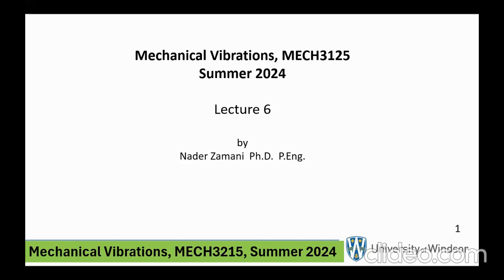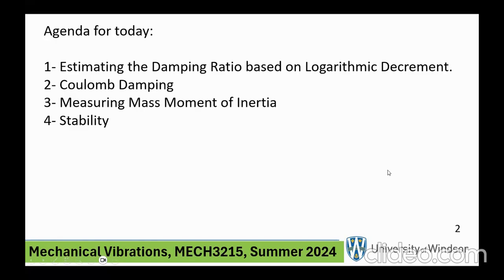This is lecture 6 in the mechanical vibrations course, and these are the items that we would like to discuss today. First of all, I'm going to talk about something called logarithmic decrement, which is extremely useful when it comes to estimating the damping ratio of a single degree of freedom system. And then once we go through that, we'll talk about an alternative way the damping occurs, as opposed to viscous damping, which is called Coulomb damping. And that mainly comes from surface friction.